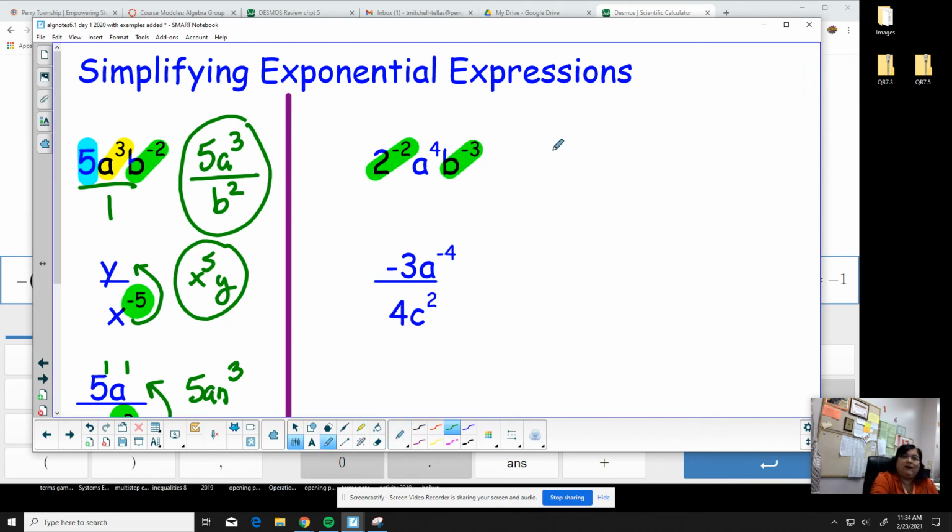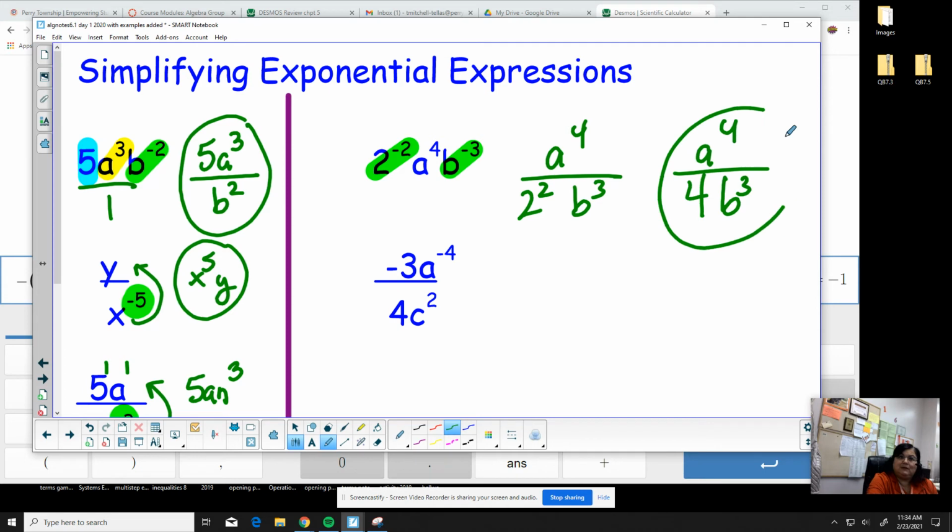A to the 4th is fine on the top. He stays. 2 to the 2nd goes down to the bottom, and b to the 3rd goes down to the bottom. 2 to the 2nd, we all know, is 4. So my final answer looks like this. So first I made everything happy, and then I evaluated 2 to the 2nd.